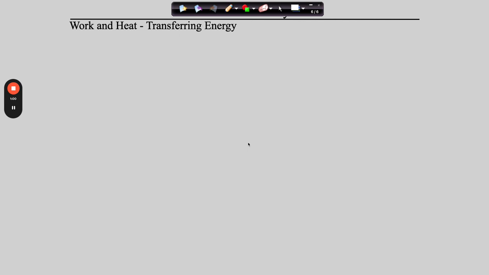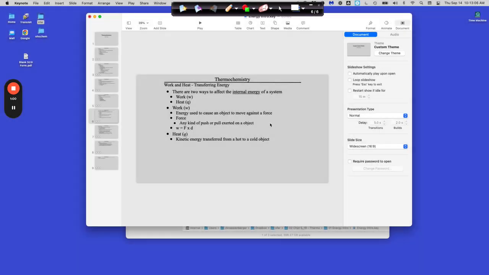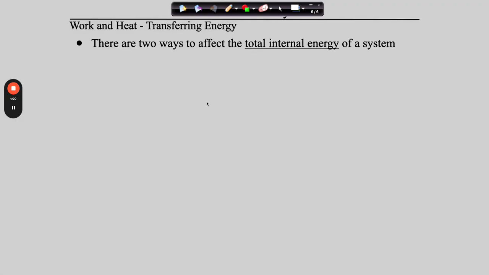So guys, let's dig into those more deeply. Guys, there are two ways to affect the energy of a system. Let's use our term. I forgot the word total. Sorry. The total. There we go. Guys, there are two ways to affect the total internal energy of a system. Work and heat. You're not going to like the abbreviations. Heat is Q, work is W.